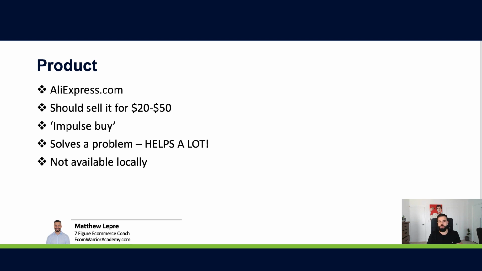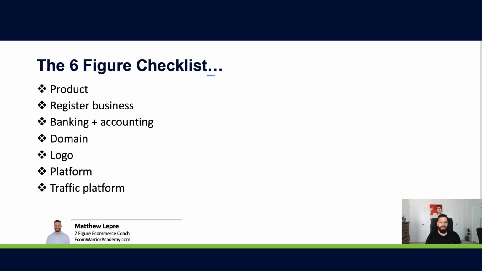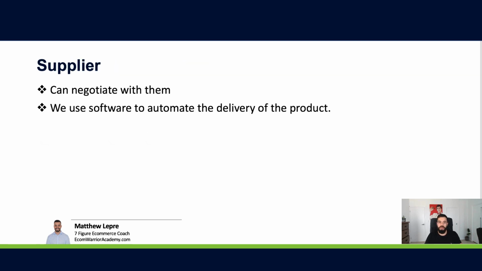And you want to make sure that the product isn't available locally. So if you want to go up to your local Bunnings warehouse, Kmart, or if you're in the US, if you want to go to Walmart, you want to make sure that you can't find the products there. So they want to be unique, and usually something that the person that you're actually selling the product to hasn't seen before.